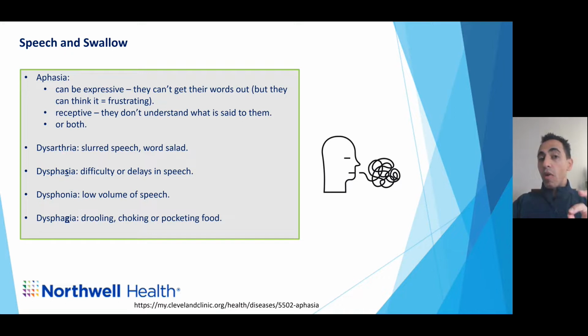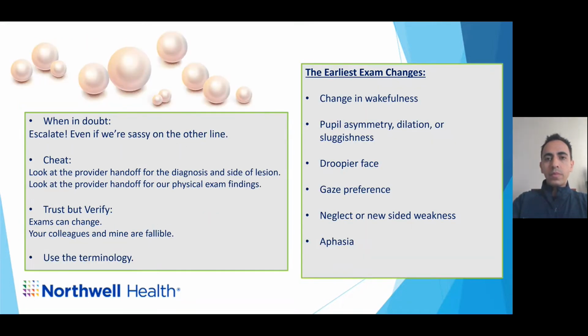Dysphonia is just a low volume speech where you just can't hear them. And dysphagia with a G is the patient that's drooling or choking or pocketing food. You'll usually pick up on that pretty quickly as well. A lot of these can be signs of a seizure or something going on, and it's definitely a reason to give us a call.